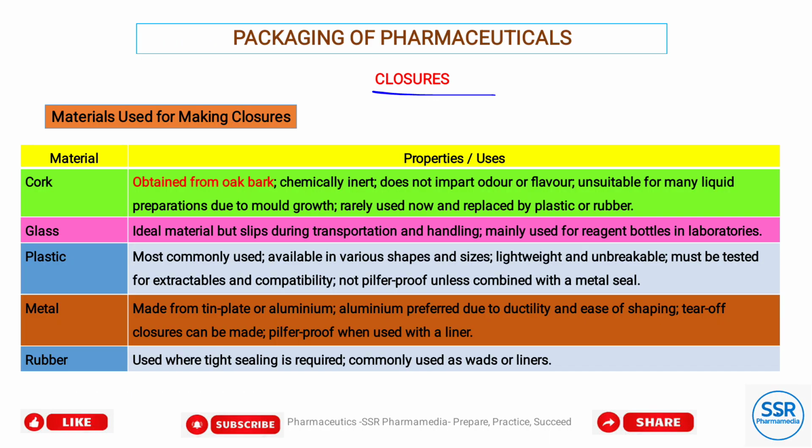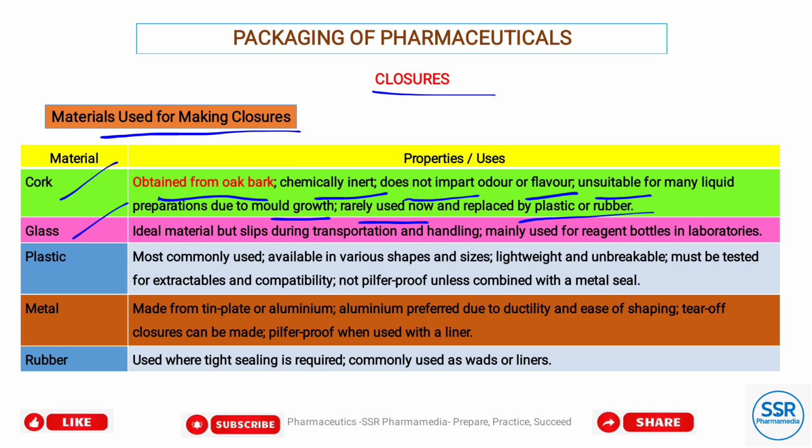So under closures, the next topic is materials used for making closures. First material, cork. It is obtained from oak bark, chemically inert, and does not impact odor or flavor. It is unsuitable for many liquid preparations due to mold growth, rarely used now and replaced by plastics or rubbers.